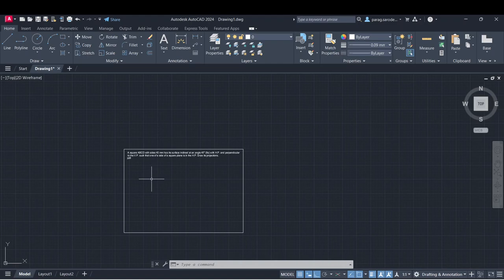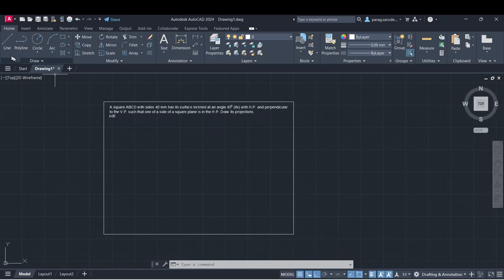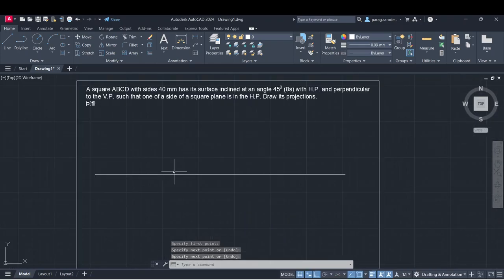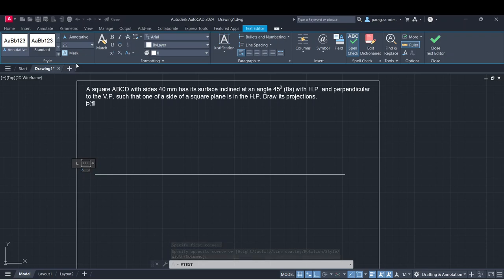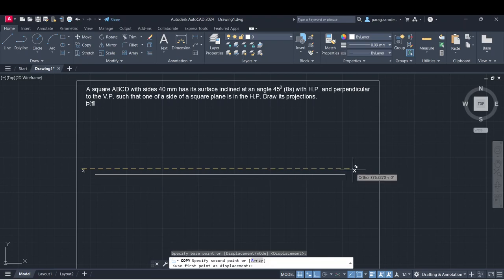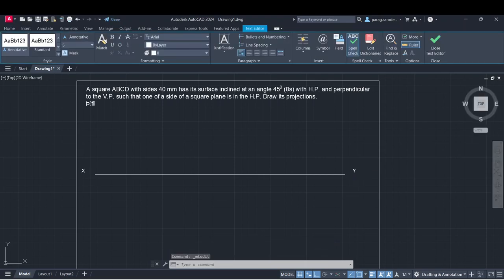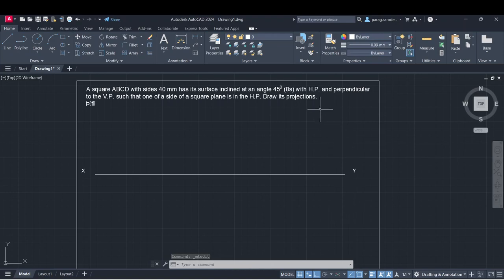So, now let us look at the real question which could be asked in the exam. Let us take an example of a square, taking the XY line. If you read the question, what is mentioned in it? A square ABCD with sides 40 has its surface inclined at an angle of 45 degrees with the HP and perpendicular to VP. Correct? It is mentioned in the question.